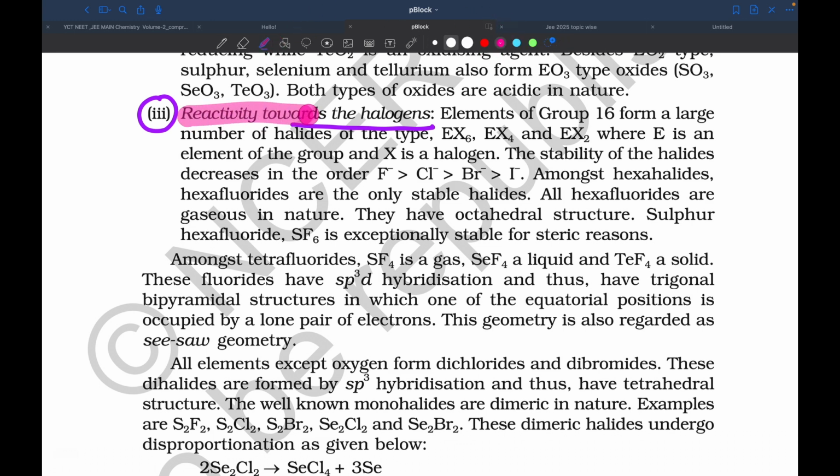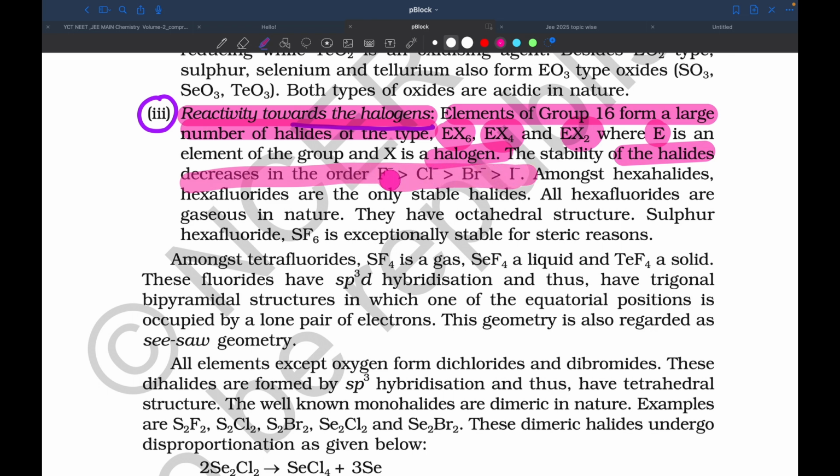Yeah, the reactivity towards halogens. Elements of the 16th group form a large number of halides of type EX6, EX4, EX2, where E is an element of the 16th group and X is the halogen. The stability of the halides decreases in this order. This is the order you should remember. What is the meaning of this point here?